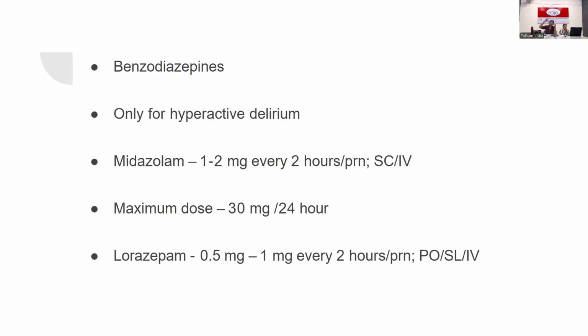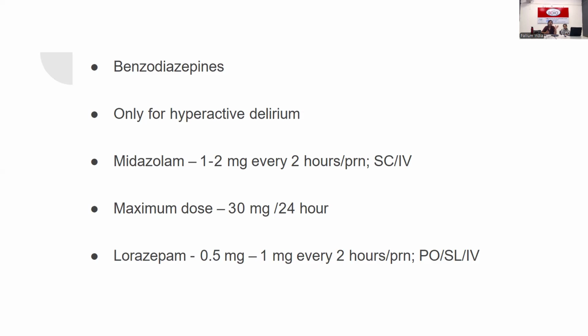Always, the dose of haloperidol should be a little higher. Benzodiazepine should be low. Like I told earlier, benzodiazepine can sometimes worsen the delirium. But as a supporting agent, you can give it after giving haloperidol. If the patient is not settling, you can give midazolam, 1 to 2 milligrams every 2 hours, to a maximum dose of 30 milligrams, and lorazepam 1 milligram every 2 hours.